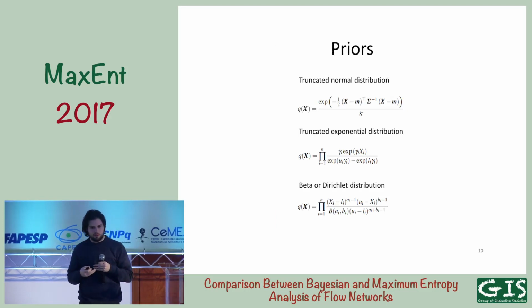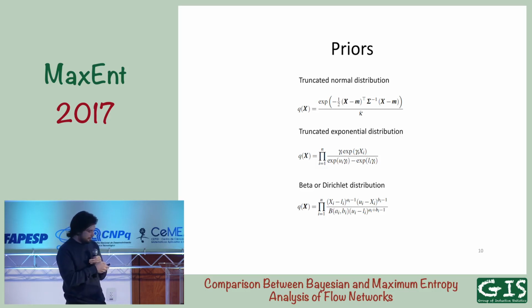Okay, so to begin my analysis, I am going to choose 3 different cases of priors which I'm going to apply, and I'm going to apply the same prior to the Bayesian model and to the maximum entropy model. So I have a truncated normal distribution, a truncated exponential distribution, and a beta or Dirichlet distribution. And I'm going to be referring to these prior distributions as the cases which I'm talking about throughout the rest of the presentation.